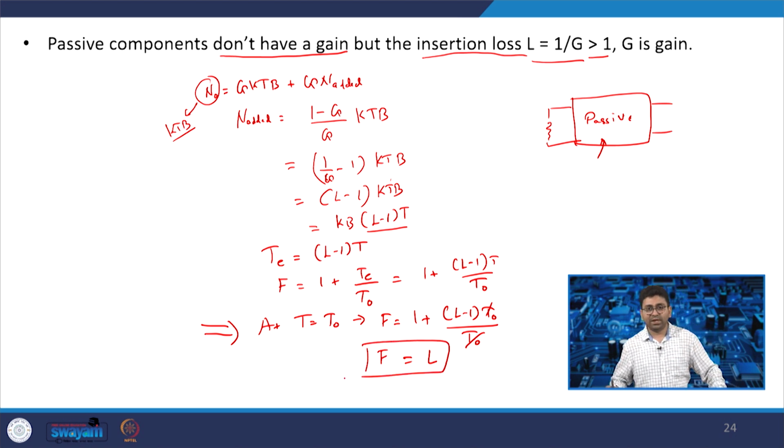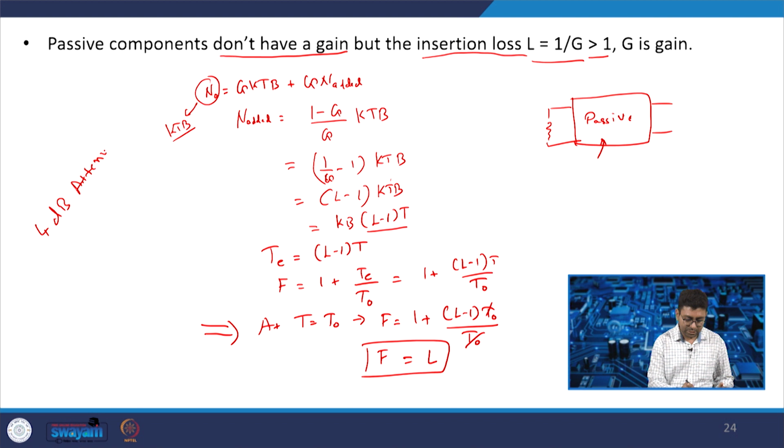So, this is a very important equation: if you are considering any passive device or passive component which has a loss or insertion loss, then its noise factor is equivalent to its loss. So, always try to remember that. For example, if I have a 4 dB attenuator, how much noise figure does it have? It should be 4 dB. So, a 4 dB attenuator has a noise figure of 4 dB.